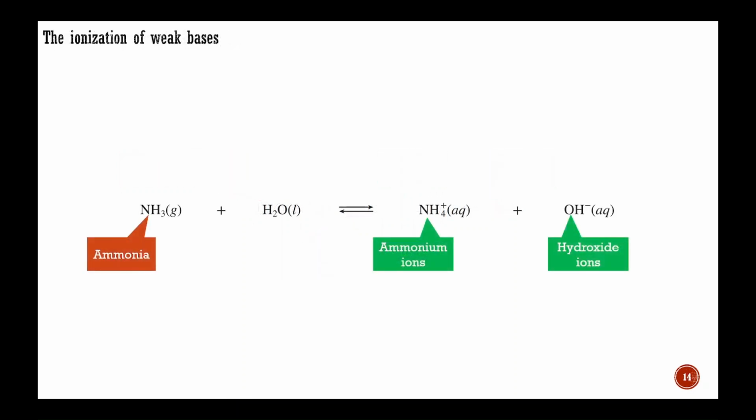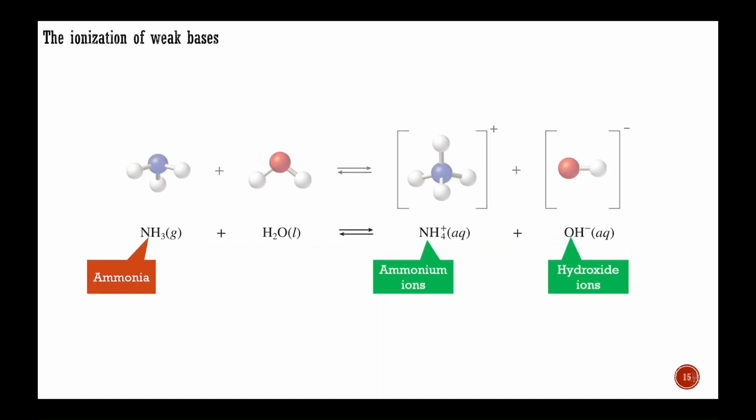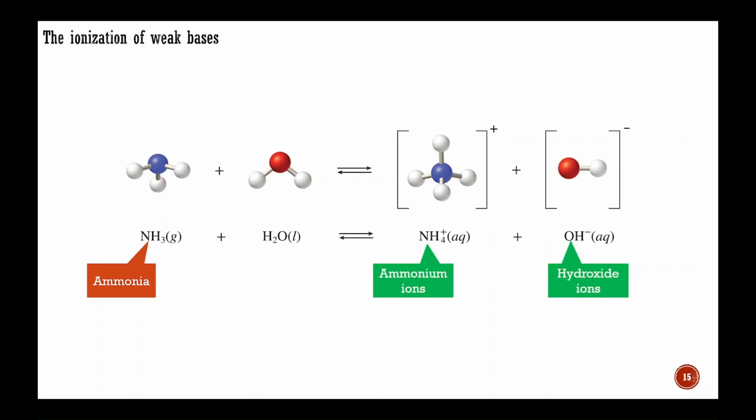The ionization of a weak base is similar in many ways to that of a weak acid, but requires additional explanation. Ammonia is a common weak base, and its ionization in water can be represented by this equation. Unlike weak acids, ammonia does not ionize by breaking into ions. Instead, it ionizes a water molecule.